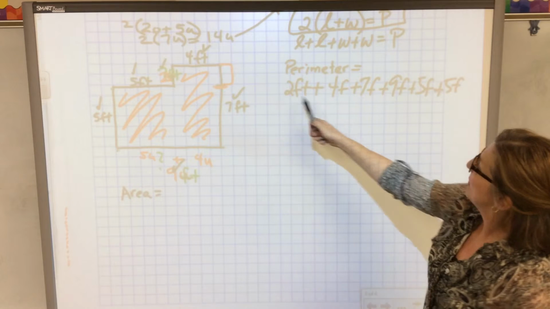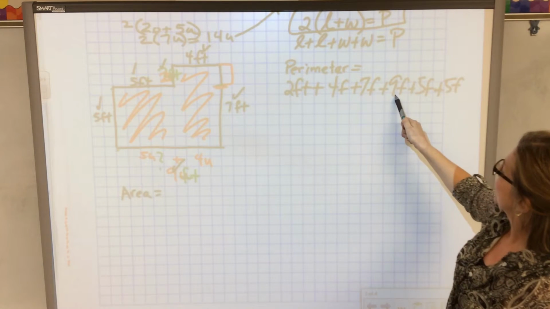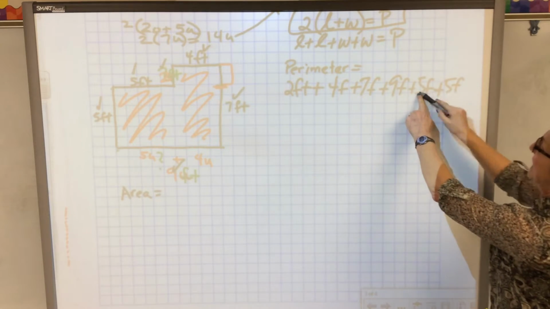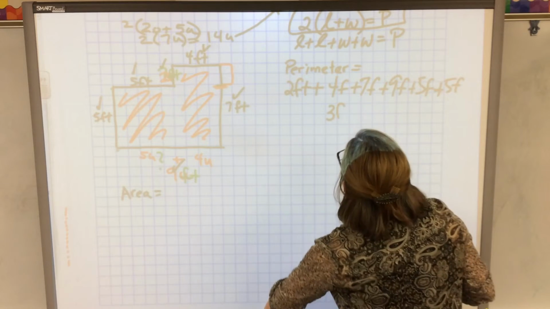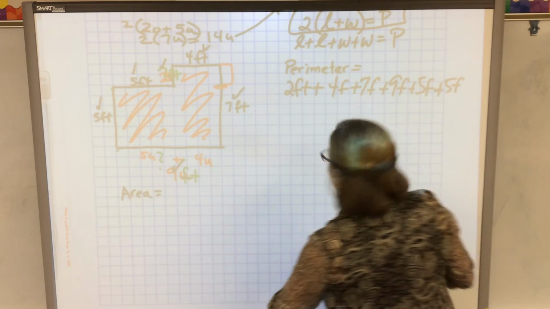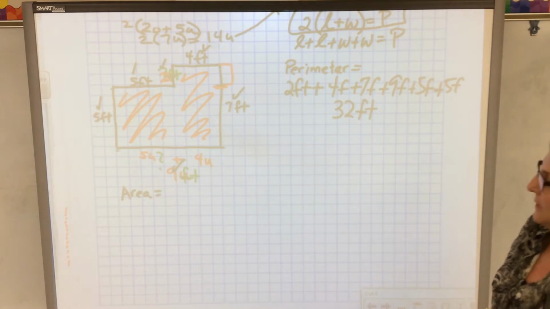And now when I add these up, I've got 2 plus 4 is 6, plus 7 is 13, plus 9 is 22, plus 10 here makes 32. So that should be 32, a 32-foot perimeter. Make sure you've written down this because you have to do one like this for an assignment.